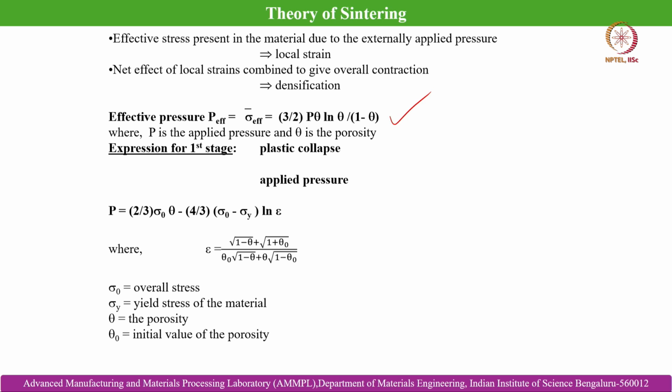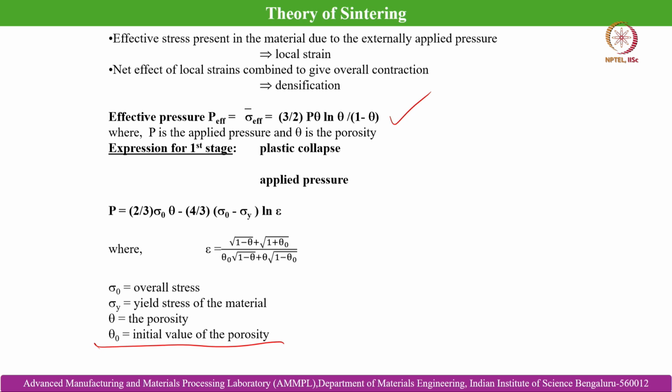So, the expression for the first stage, that is plastic collapse, applied pressure: in this case P is equal to 2 by 3 sigma 0 theta, where sigma 0 is the overall stress, minus 4 by 3 sigma 0 minus sigma y, that is overall stress minus yield stress of the material, ln epsilon. So, ln is basically the strain. Here epsilon is equal to root over 1 minus theta, where theta is the porosity after processing, and theta 0 is the initial value of the porosity, that means porosity of the green compact.